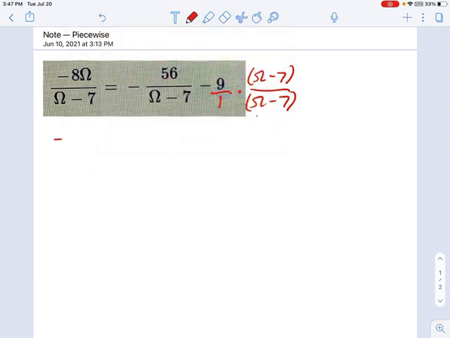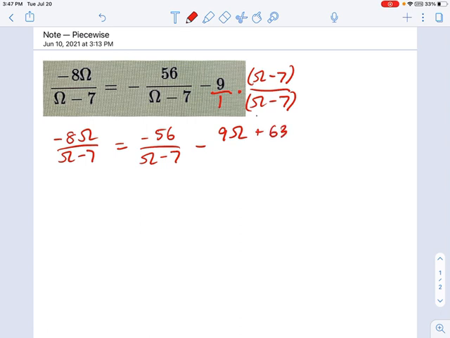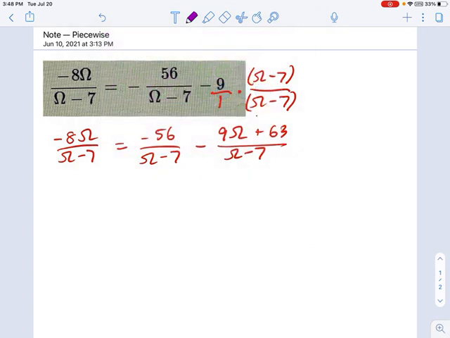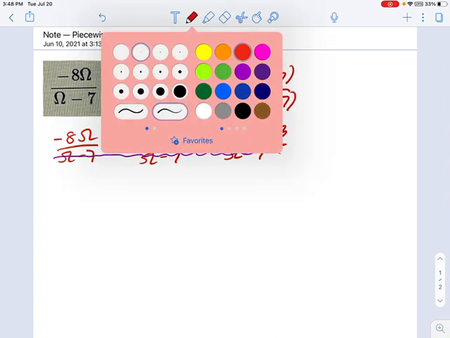All right, so let's go ahead and rewrite everything. Okay, I have negative 8 omega over omega minus 7 equals negative 56 over omega minus 7. And this new fraction over here, negative 9 omega plus 63. Remember, that's a minus sign times a minus sign right here. Those are 2 minus signs, so they cancel out, become a positive. So I have negative 9 omega plus 63 over omega minus 7. And since all the denominators are equal, and this is an equation, I can just go through and cancel them all out. Okay, my favorite part of rational equations, just making it easy.